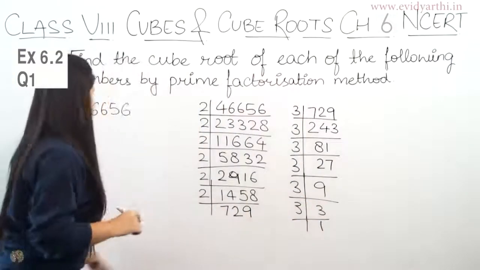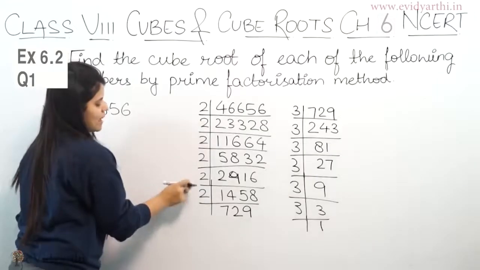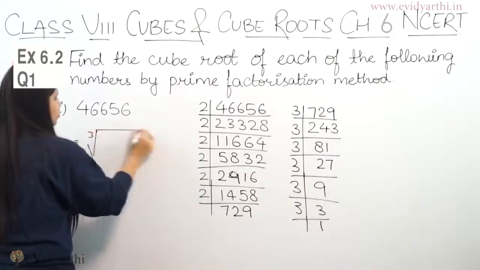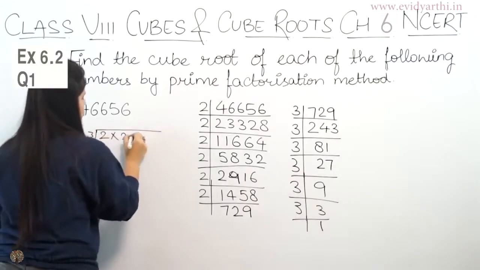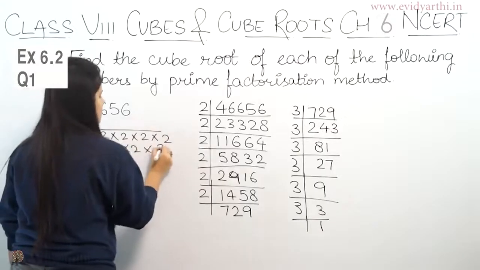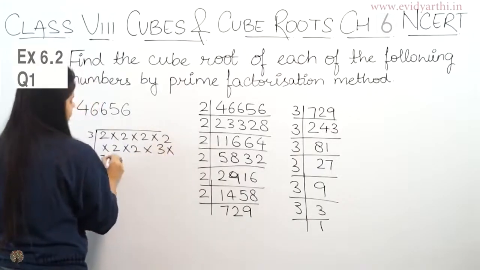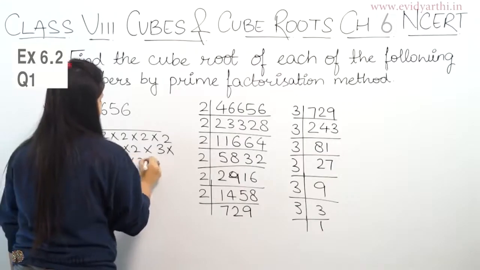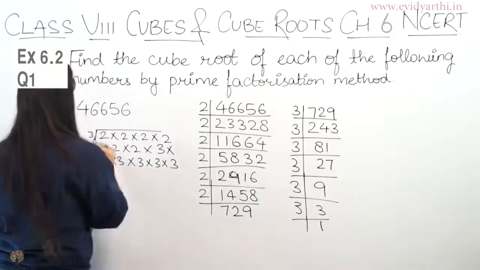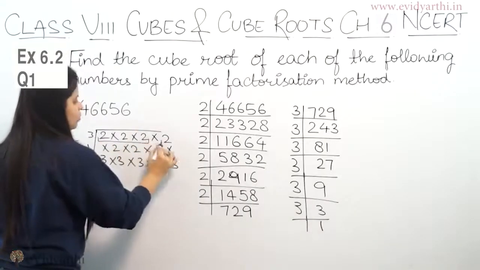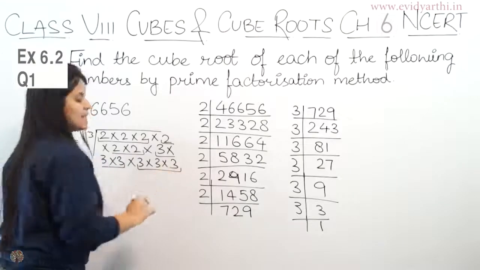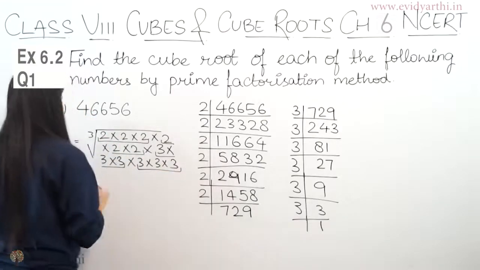Okay, so now let's count the 2s. 1, 2, 3, 4, 5, 6. 6 times 2 आ रहे. We can write it as, in the cube root, 2 into 2 into 2 into 2 into 2 into 2 multiplied by 3 into 3 into 3 into 3 into 3 into 3. So now let's form the triplets. So ये एक triplet हो गया. This is the second one and this is the third one and this is the fourth one. तो यहाँ पे 4 triplets हैं.